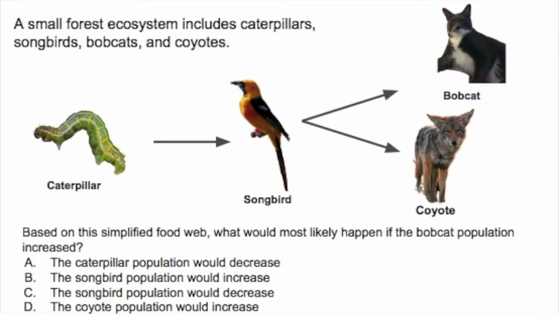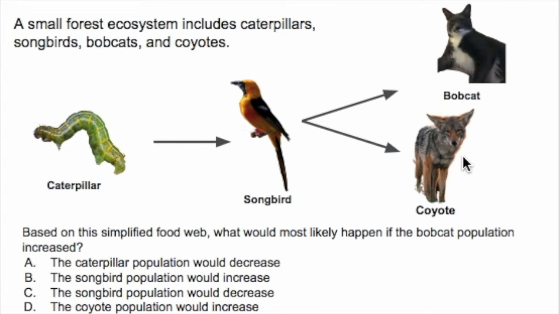But not so fast. Before we go on to the next question, why is D wrong? This is an important concept to understand here. If at the top of our hierarchy in our small forest ecosystem, we've got bobcats and coyotes, they're at the same level of the hierarchy, so they are going to be in competition for food. Essentially, if there are fewer bobcats, that means there's more food for the coyotes. And if there are more bobcats, the coyotes are going to have to compete more and more with the bobcats for food. So more bobcats is going to mean probably fewer coyotes because there's going to be more competition for food.